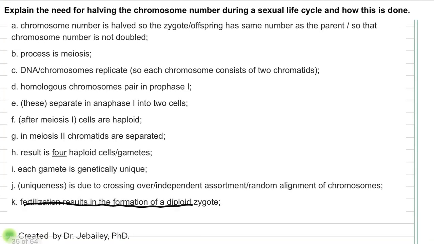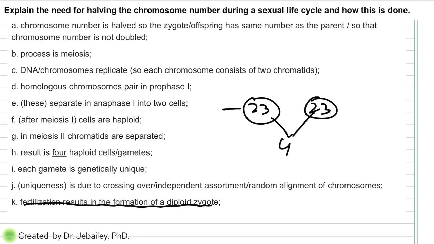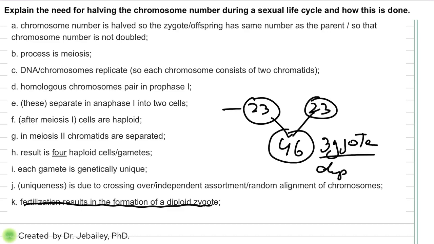Fertilization results in the formation of a diploid, as I mentioned. That means if you have a sperm that is 23 going with an egg that's 23, when they come together, it becomes 46, and that is known as a zygote. And that is when we start as a diploid and we start to divide and become us.